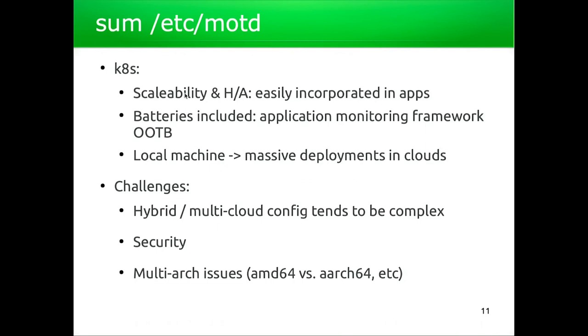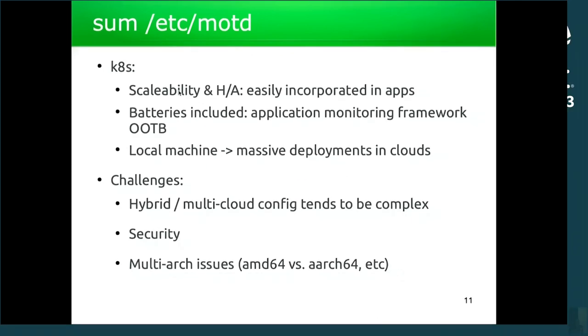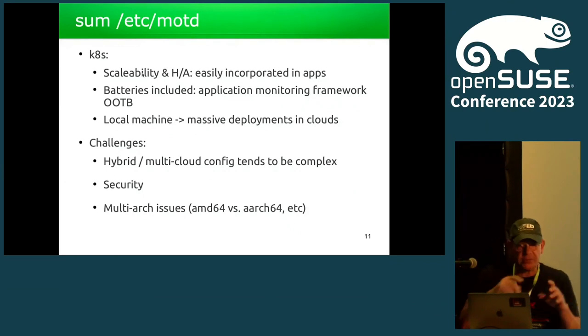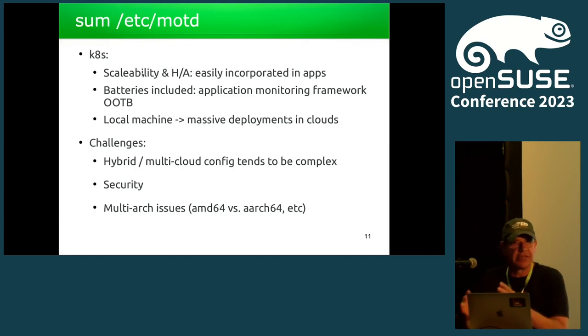To sum this up. As we just saw, scalability and high availability are easily incorporated in the apps. We just saw an excerpt of how you can do this. Of course, there's much more. The corresponding documentation on the Kubernetes website will tell you the finer details. But as you saw, this is not rocket science. With a little bit of an extension of your app, that can be incorporated pretty easily.